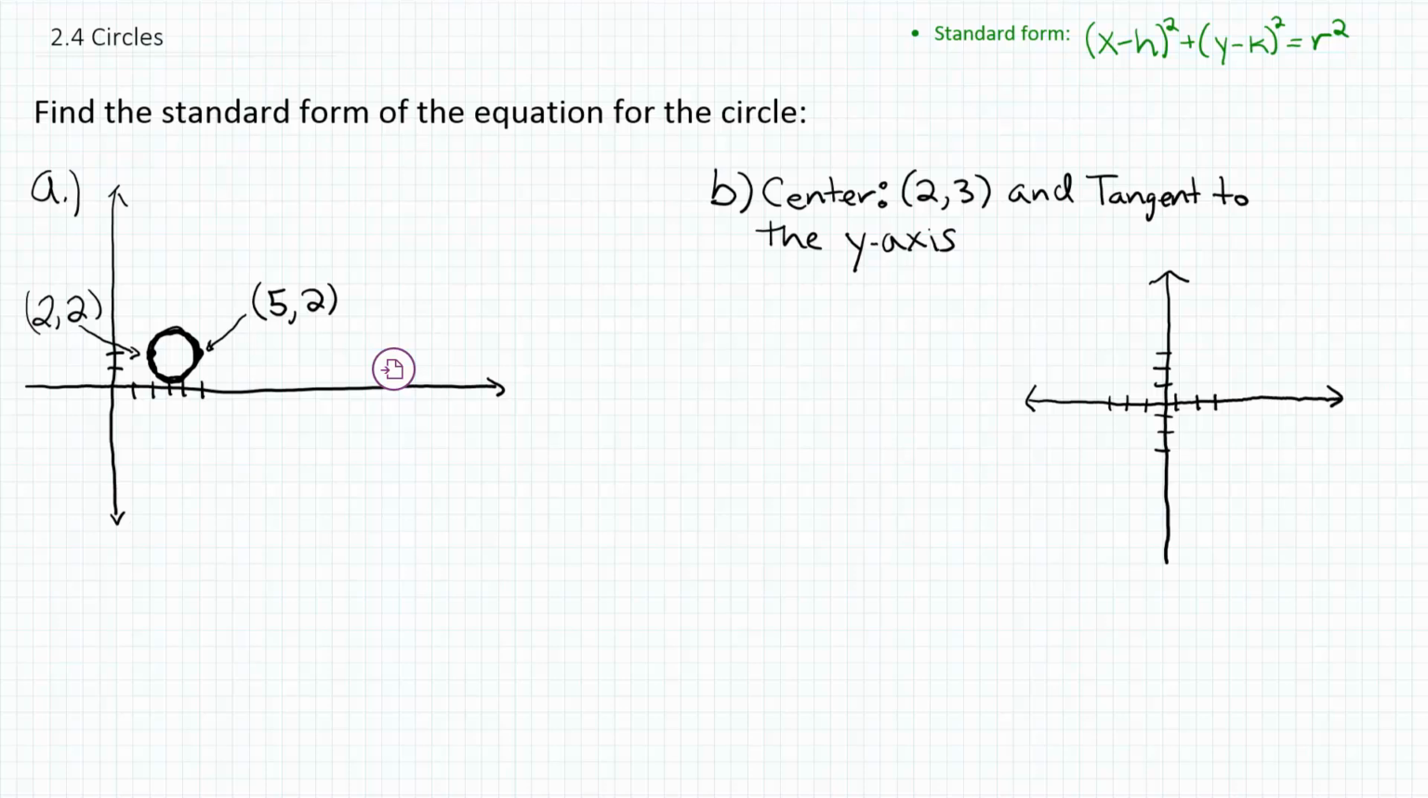All right, in this video, we're trying to find the standard form of the equation for the given circles. So let's look at example A. They want us to find the standard form for the equation of the circle that's drawn here in picture A. So let's talk about what the standard form is, first of all.